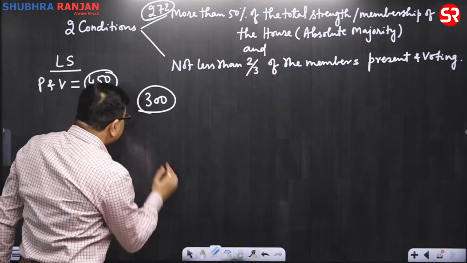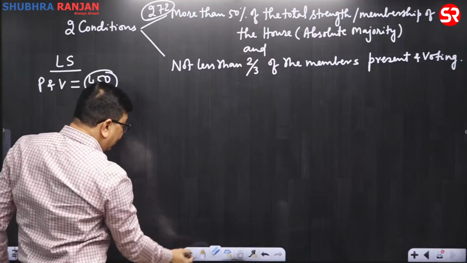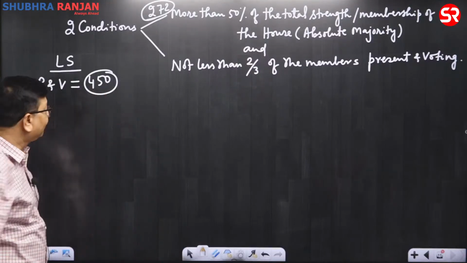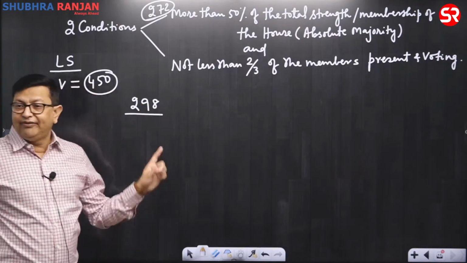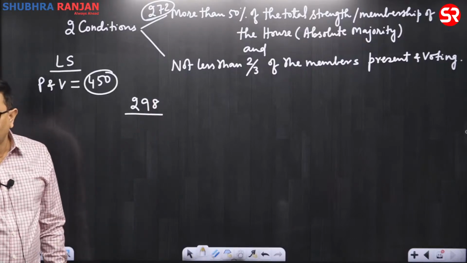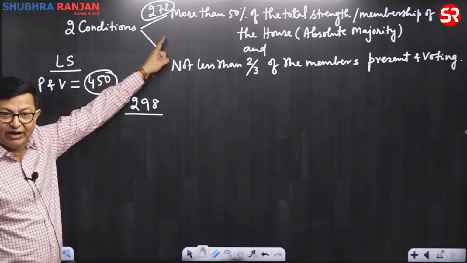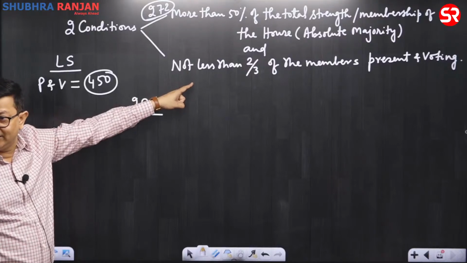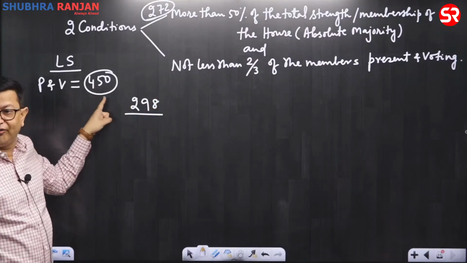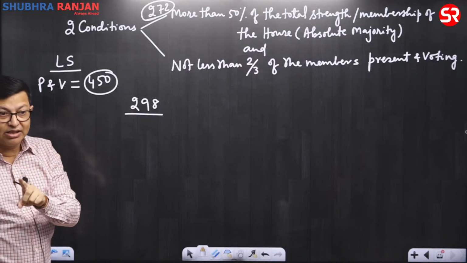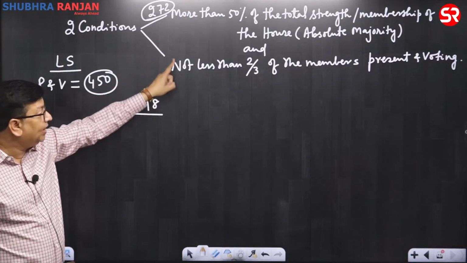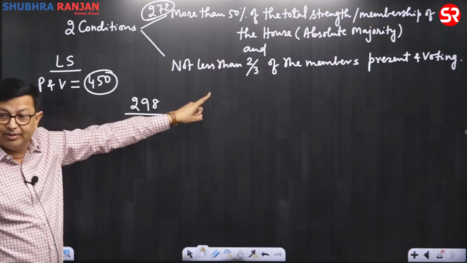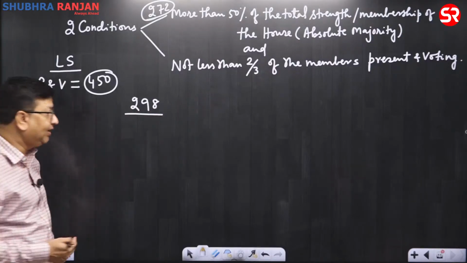Then suppose when 450 members are present and voting, 298 members vote in favor of the bill. Will the bill be passed or not? No. This condition has been fulfilled, but the second condition has not been fulfilled. 298 is not the 2/3 of 450, so the bill will not be passed. Both the conditions have to be fulfilled. Minimum, this is the requirement, but apart from it, it should be not less than 2/3 of the members present as well as voting. Now the flip side of it.